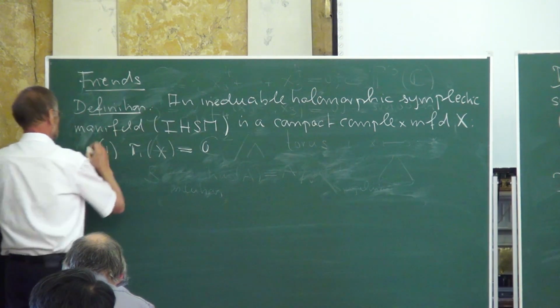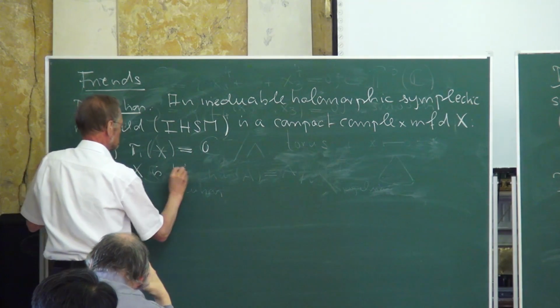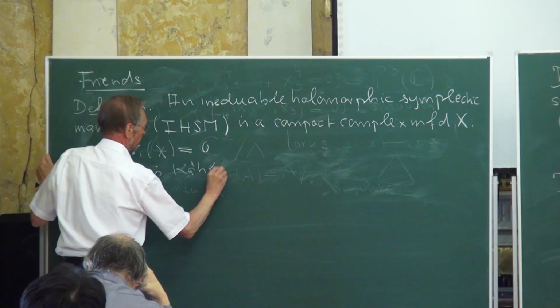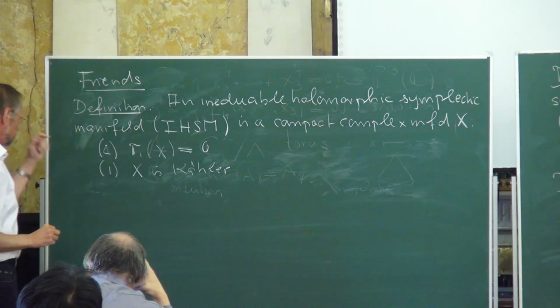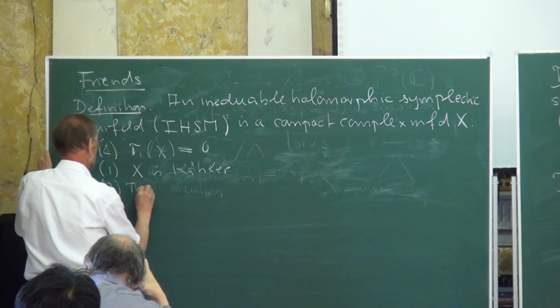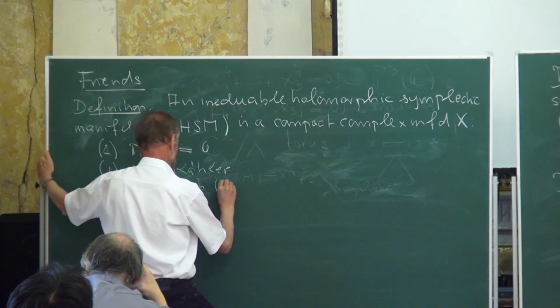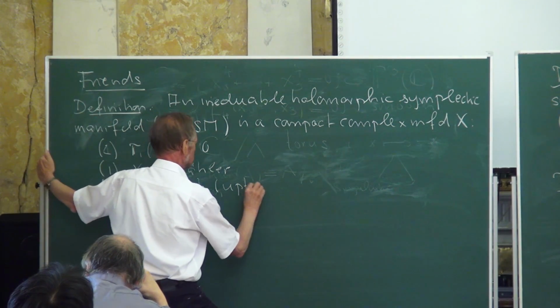Oh, I should have made that number 2. X should be Kähler. It should be simply connected, and there exists a holomorphic symplectic form, and it should be up to a scalar unique.